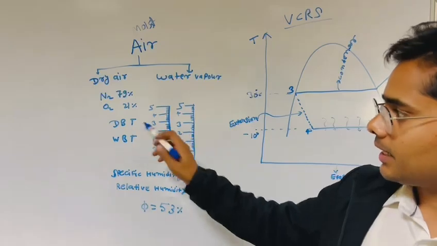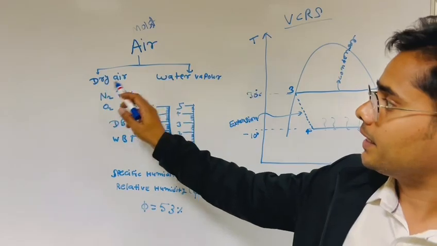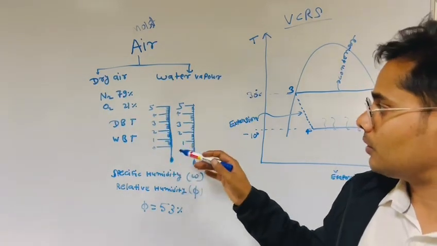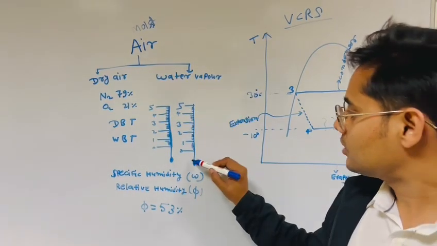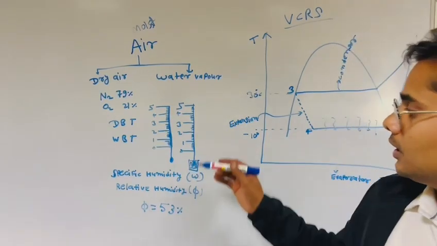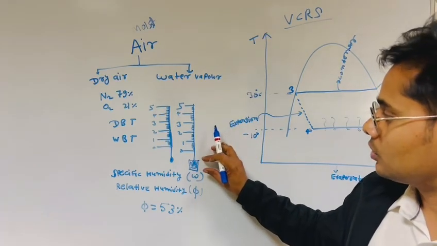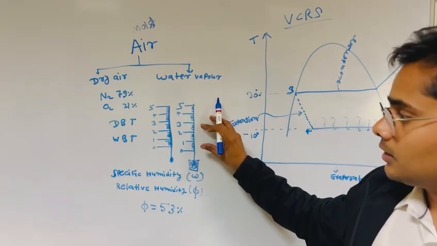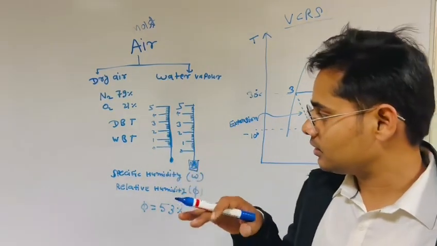Second point is dry bulb temperature. Dry bulb temperature is simply the temperature of the air measured by the thermometer, and the wet bulb temperature is the temperature of the moist air, which is measured by the thermometer, but its bulb is covered with wet cloth. If the thermometer bulb is covered with the wet cloth, the temperature measured by this thermometer is called wet bulb temperature.